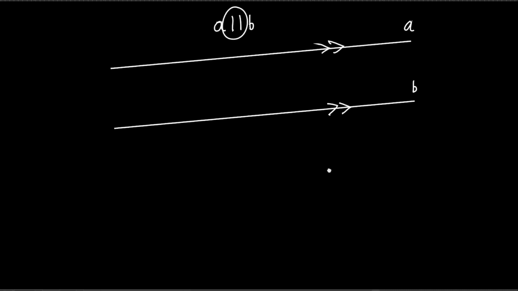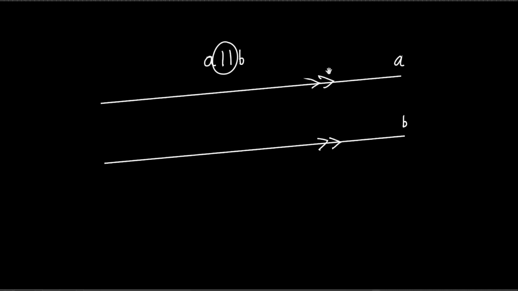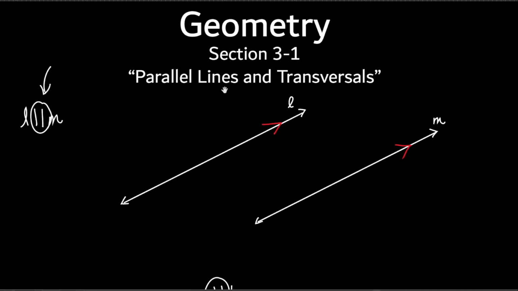All right. So let's do this. What was the other thing about this lesson? Parallel lines and what? Transversals. Okay, transversals. So what in the world are we talking about when we talk about a transversal? Let's make it go a little bit of a different direction. What if I had these two lines?